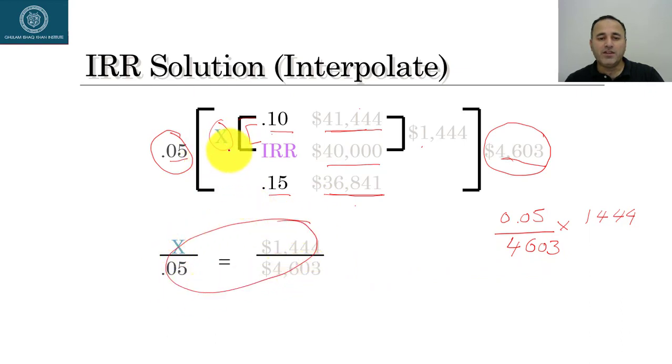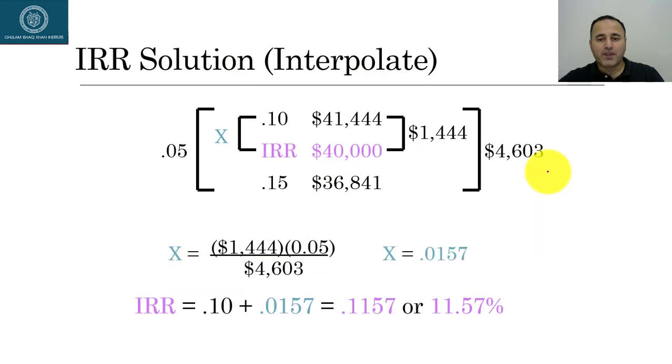If you would like to do it mechanically, the way you do it, anything with the larger square brackets like X and 1444, divide them by anything outside. So X divided by 0.05, and then 1444 divided by 4,603. So this is the mechanical way of doing it. You divide all variables and numbers inside the square brackets by numbers outside the square bracket, which are these numbers. So if I calculate it now, x is 0.0157.